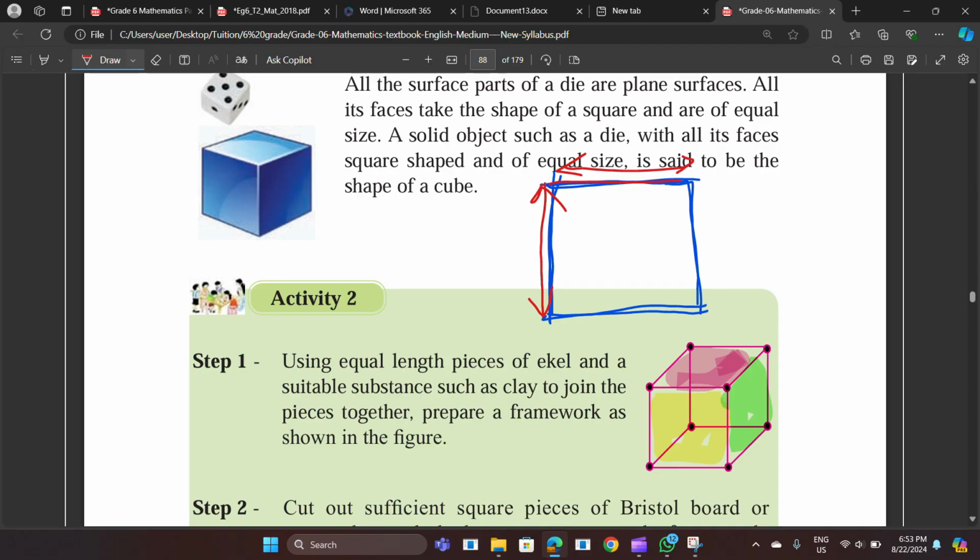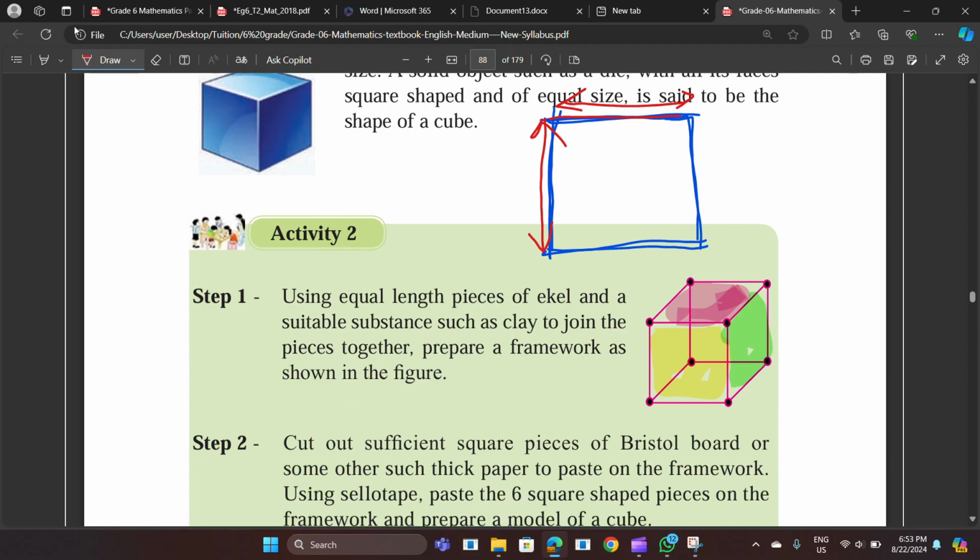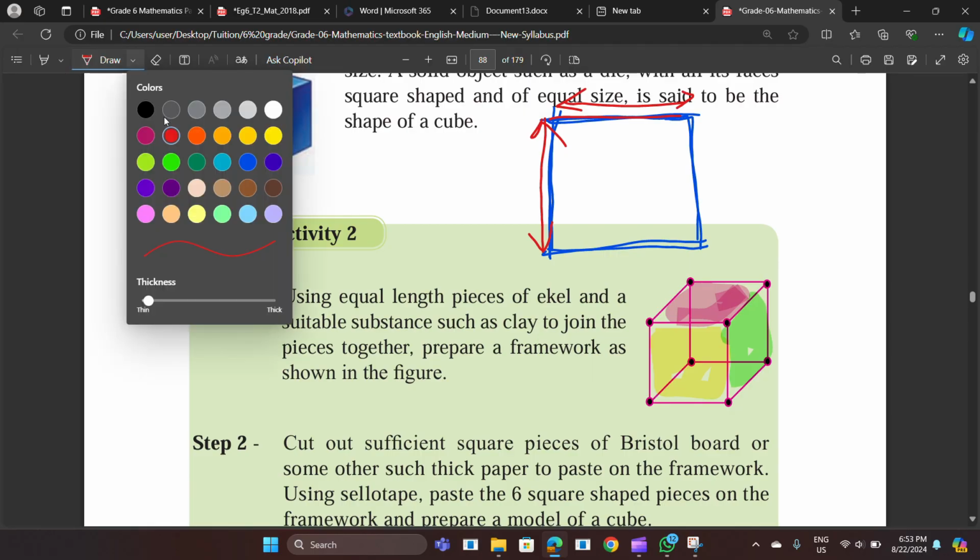And there is another specialty of a cube. Let's identify them also. You see, in this cube there are vertices. Okay, there are some vertices.